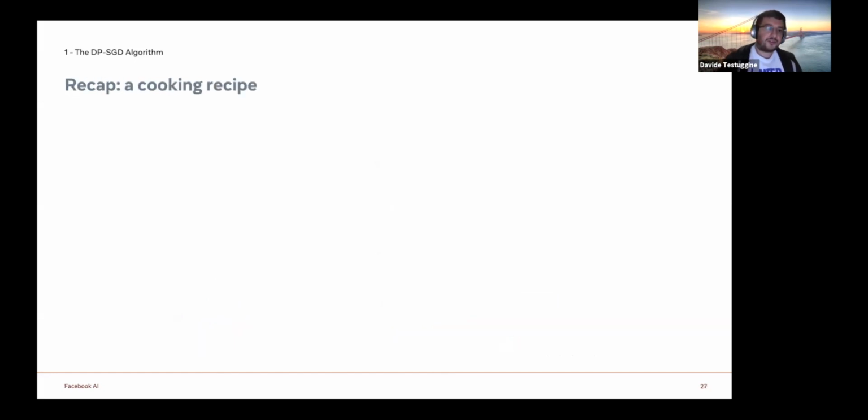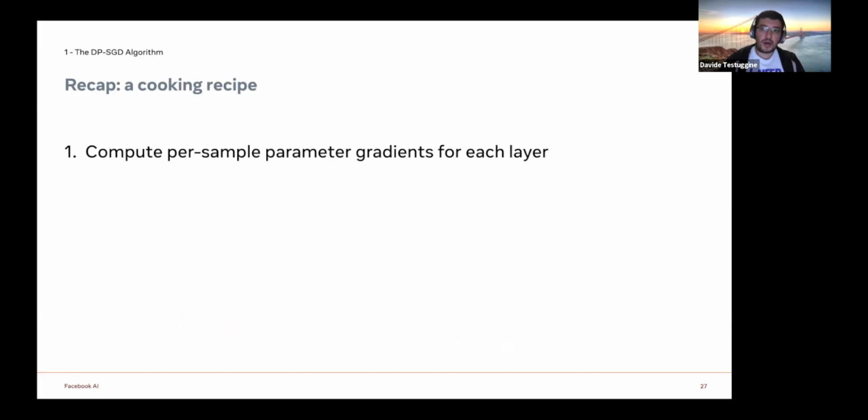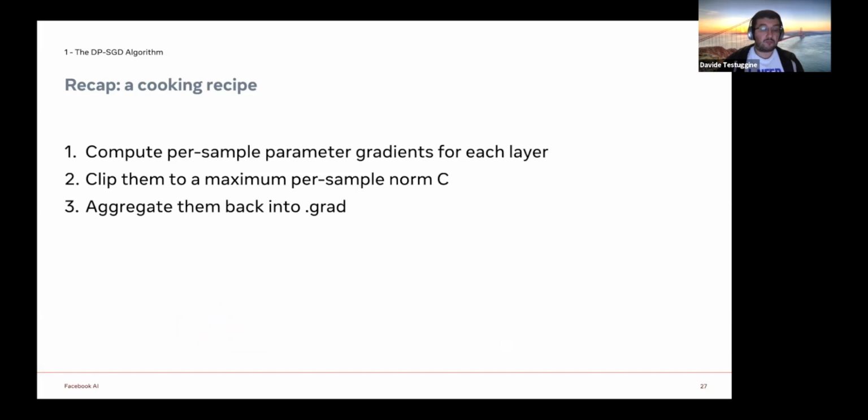So let's look at this as a cooking recipe now. Our road to success is going to go through computing per sample gradients for each of the parameters that we're training, clipping them to a fixed threshold that we set a priori. We aggregate them back, and we add noise.